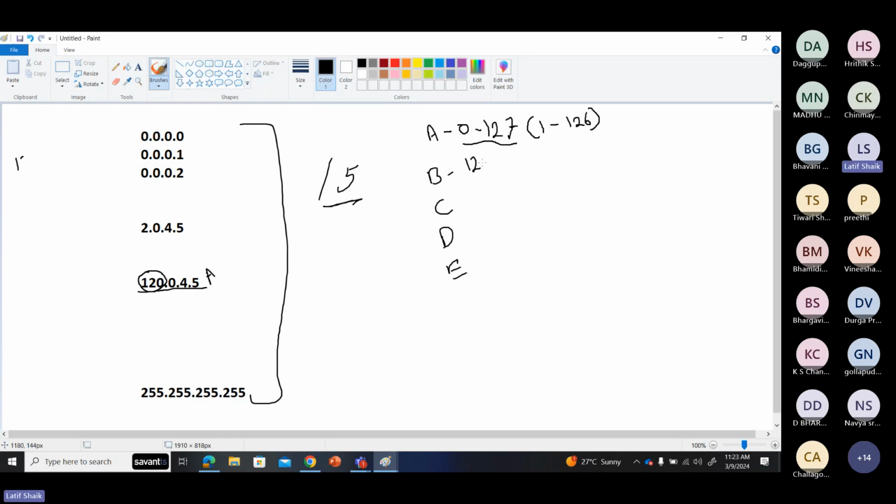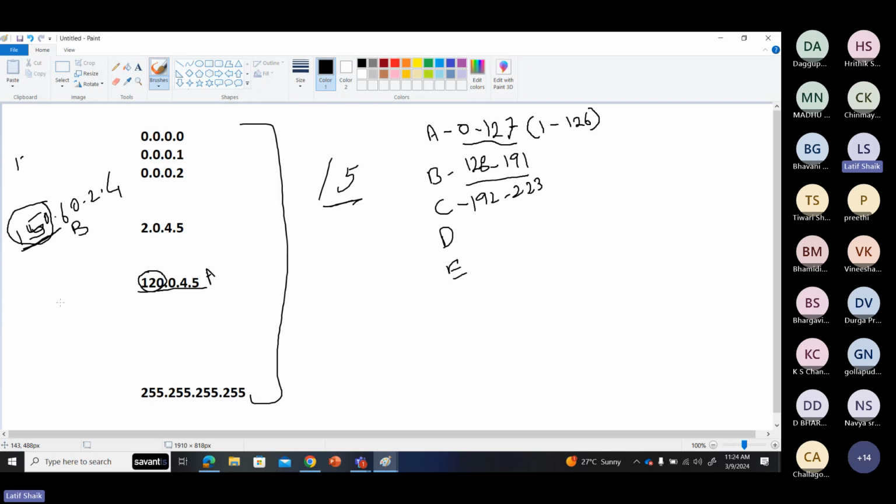Class B range is 128 to 191. For example, 150.60.2.4. This is 150, right? 150 is in between this range. So it is a class B IP address. So what we have to check, always check the first octet. Class C is 192 to 223.